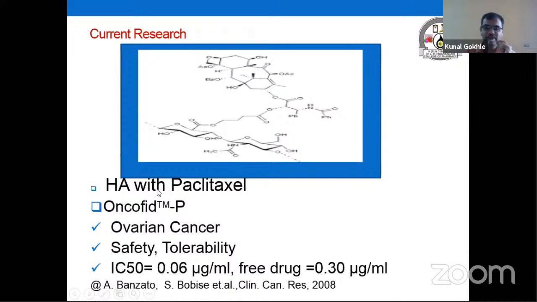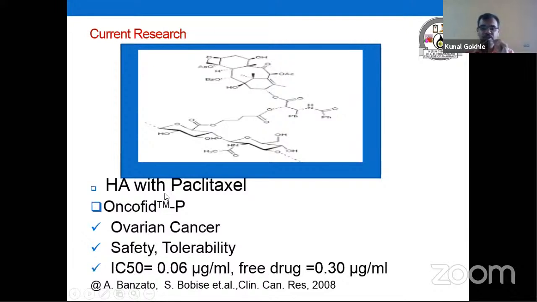And it has shown very promising results, where compared to the free paclitaxel, the HA-paclitaxel combination is found to be very, very safe, very, very tolerable for the treatment of ovarian cancer. So this particular product is currently used for the treatment of ovarian cancer.